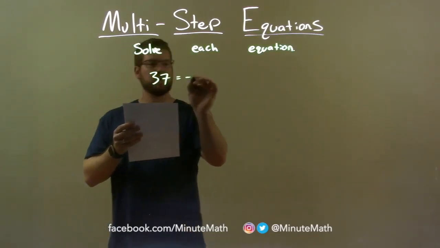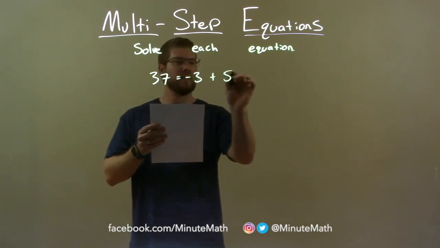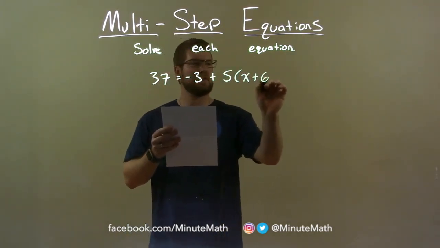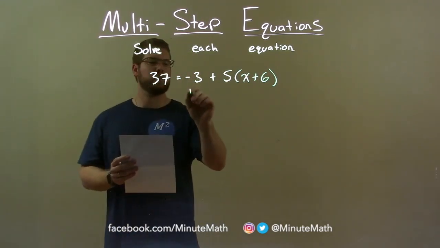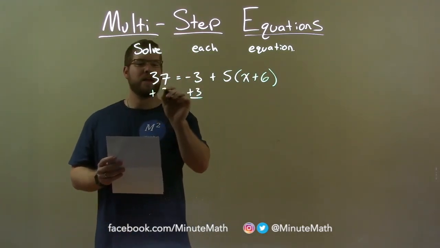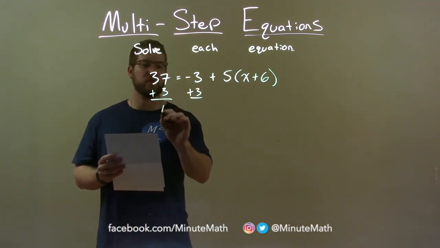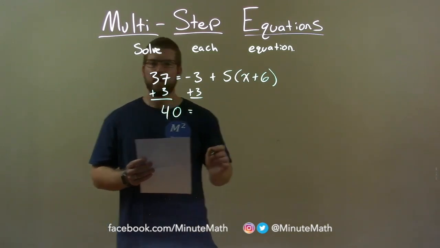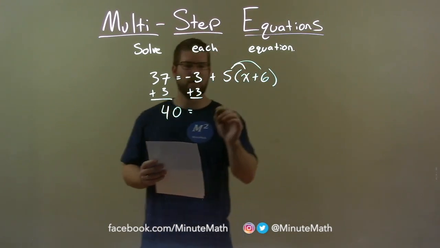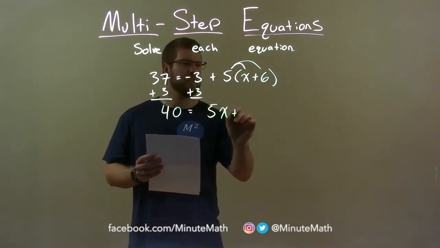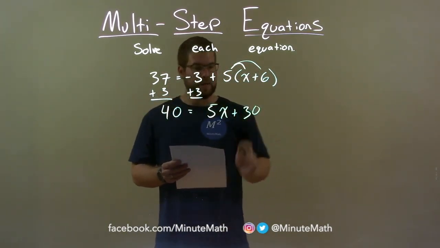37 equals a -3 plus 5 times x plus 6. First thing I'm going to do here is I'm going to actually add a 3 to both sides. When I add a 3 to both sides, 37 plus 3 is a 40. Now that equals, well, I can distribute now the 5 to both parts there, and 5 times x is 5x, and 5 times 6 is 30.